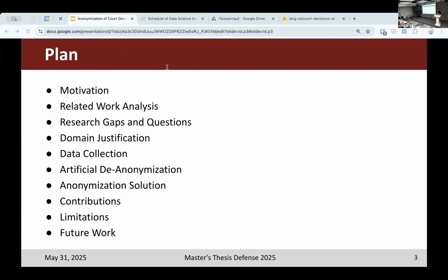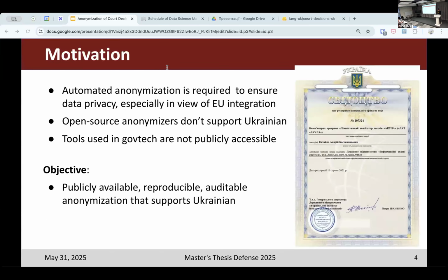And here's the plan for today's presentation. I will begin by outlining the motivation, related work analysis, research gaps and questions, followed by domain justification and data collection. And then I'll highlight the way of artificial de-anonymization that we used, the anonymization solution, and finish with contributions, limitations, and future work.